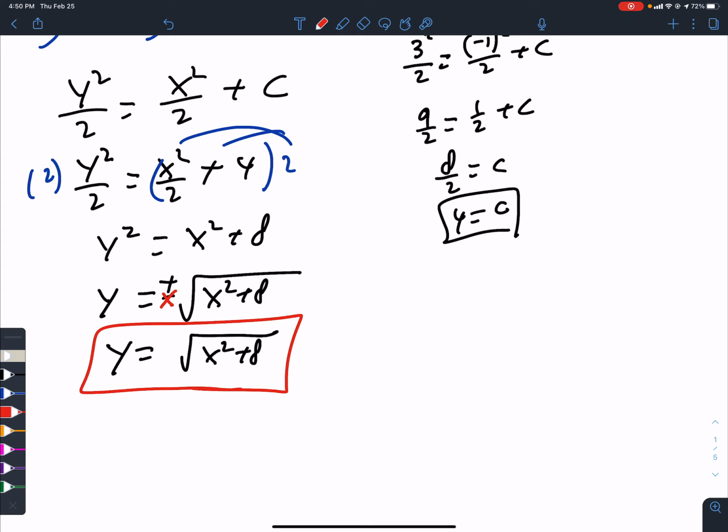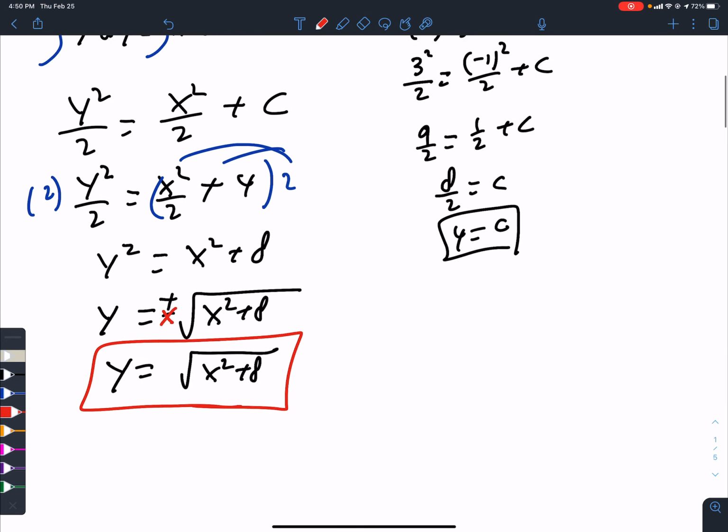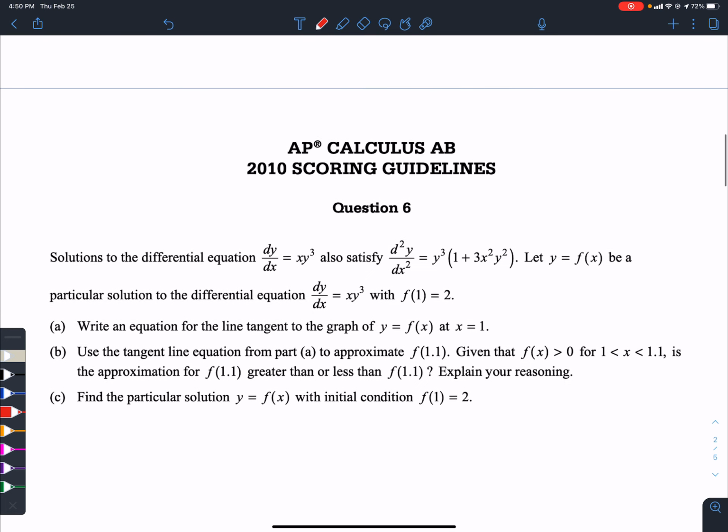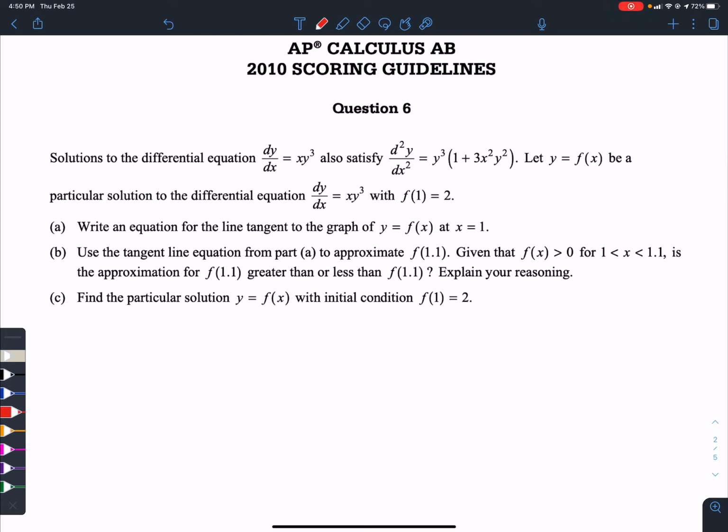So that's separation of variables. I'm going to run through a few examples of these that have appeared on past AP tests. And pretty much you know what you need to know. Now it's just practice, and a lot of it's algebra skills and trig skills. This appeared in 2010. And so if you took the AP test in 2010, there's a good chance you would have had this FRQ.